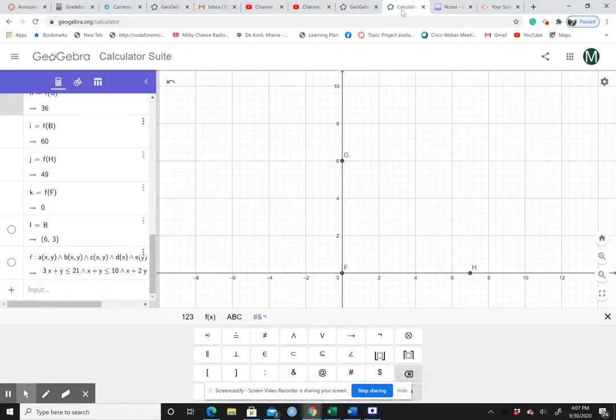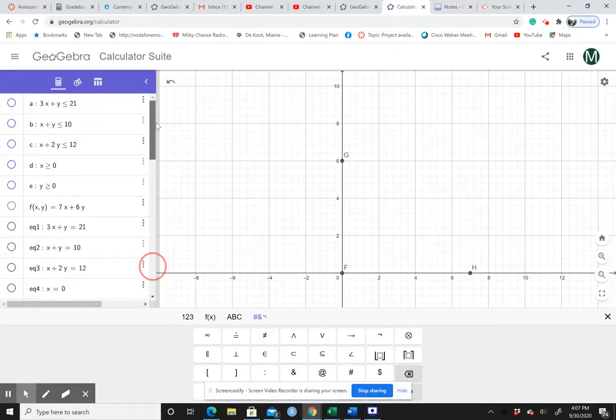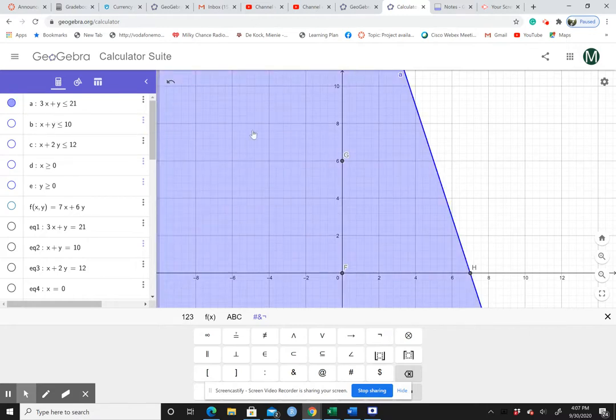So I went ahead and already typed the constraints into my GeoGebra input bar. So I have 3x plus y less than or equal to 21. So this inequality is going to give me this region here. Just use x and y instead of x1 and x2. That will make your life easier in GeoGebra.